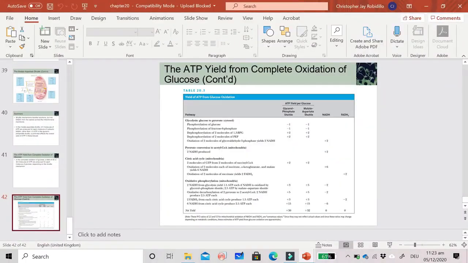So that is the end of our discussion on the electron transfer chain. In the later discussion, we're going to discuss the oxidation of lipids as well as the synthesis of lipids.